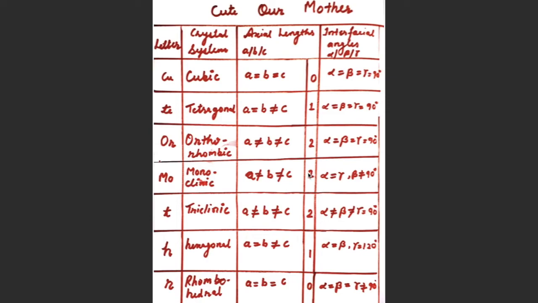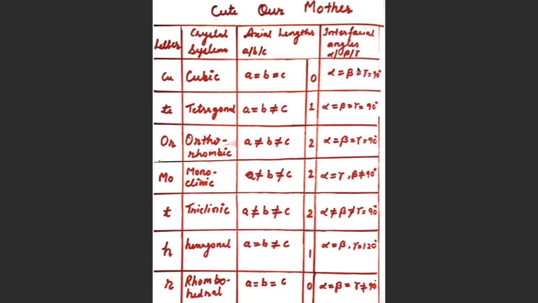Now, again, we will write it down from the last. 0 means all parameters are the same. 1, again one parameter will be different. 2, all 3 parameters are different. Here we repeat 2, that means a is not equal to b is not equal to c. So how will we learn? Cute our mother. 0, 1, 2, 0, 1, 2, 2.